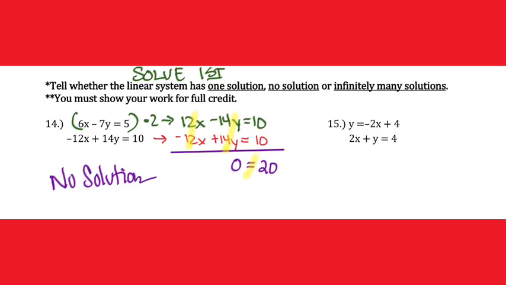On 15, it looks like they're set up for substitution. So I'm going to go ahead and substitute that negative 2x plus 4 in for y. And 2x minus 2x, they eliminate, and I get 4 equals 4, which is true. So that means this must be infinitely many solutions.